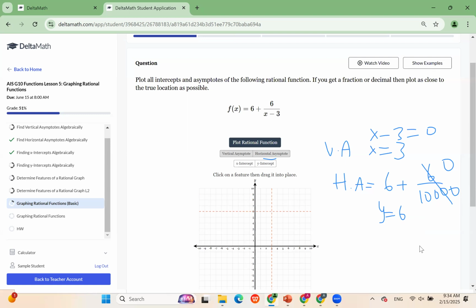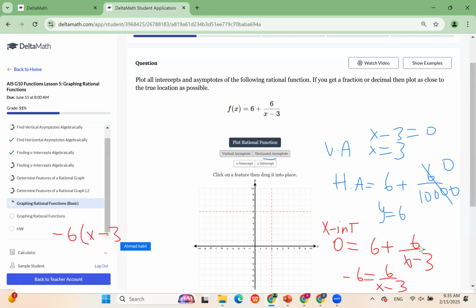For the x-intercept, we want to put y as 0. So 0 equals 6 plus 6 over x minus 3. -6 equals 6 over x minus 3. I'm going to take the x minus 3 to the left-hand side. So it becomes -6 times x minus 3 equals 6. Maybe divide by 6 or by -6. So x minus 3 is -1, so x equals 2. So in this case, the x-intercept will be at 2.